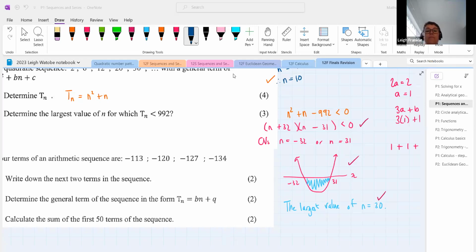Okay. All right. It's just smaller than, it's not smaller than or equal to. So we're not including the 31 in this case.